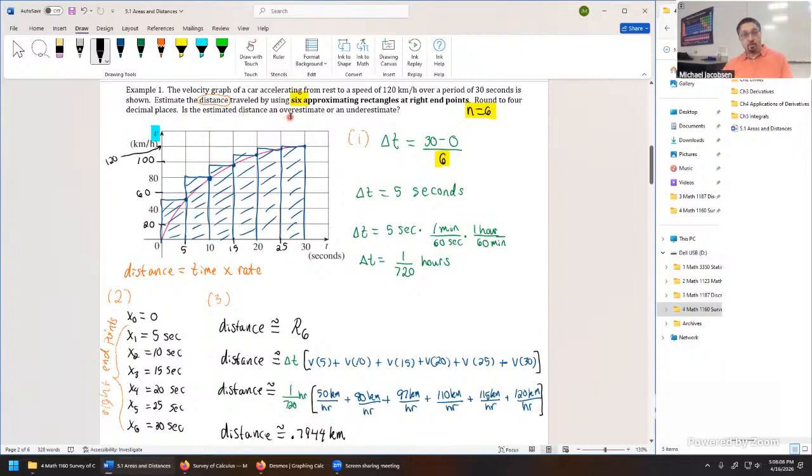As far as whether it's an overestimate or an underestimate, our rectangles include these area segments that are beyond the curve in red. All of these are overestimates, every single one of them. So we can say here, this is an overestimate. So that's a process of getting an area.